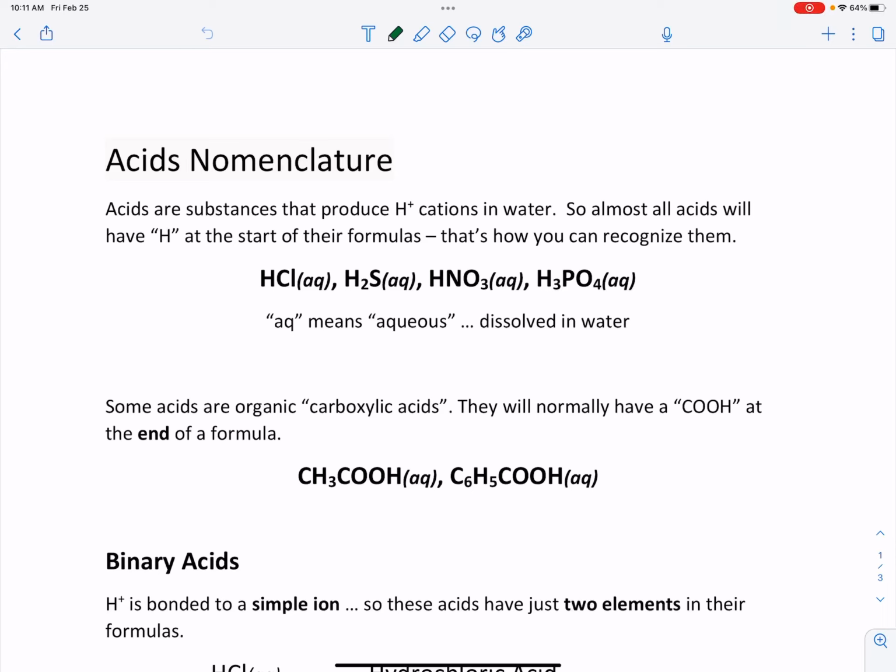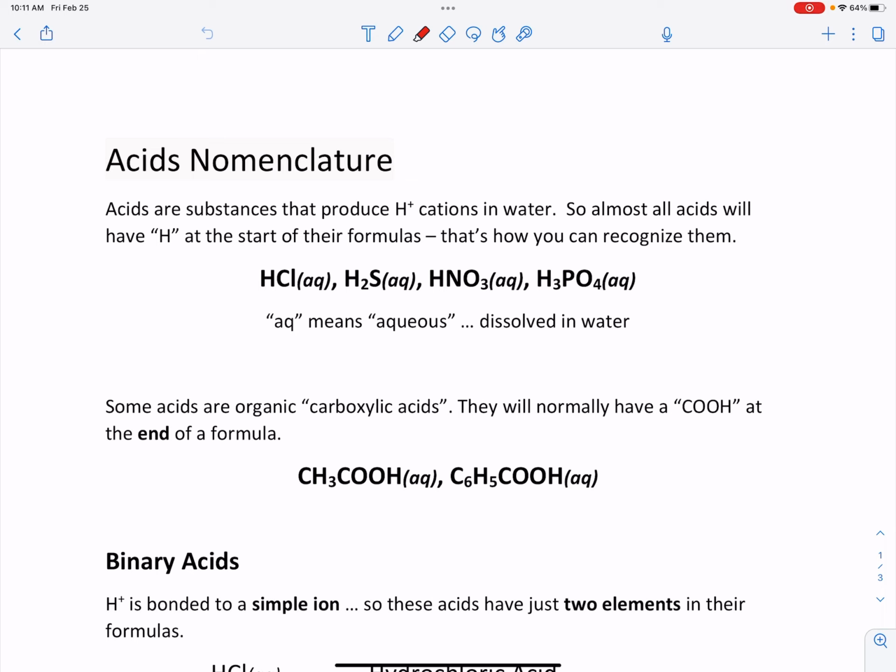All right, in this video, we're going to quickly look over how to name acids for introductory chemistry, so acid nomenclature. To begin with, just a quick definition of an acid. Acids are substances, chemicals, that will increase the concentration of hydrogen ions when they're placed in water. So they produce hydrogen cations in water.